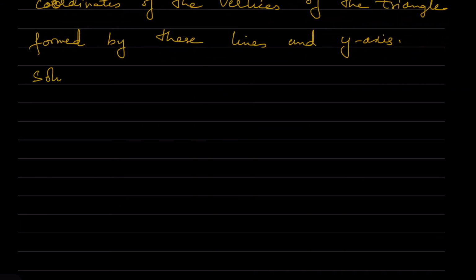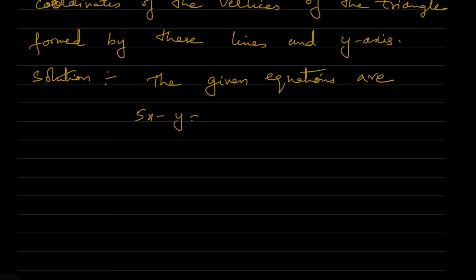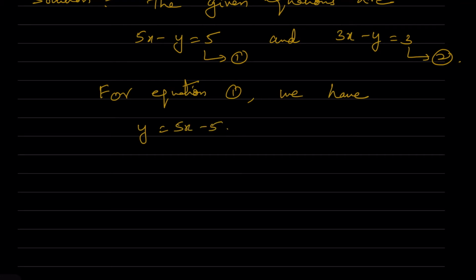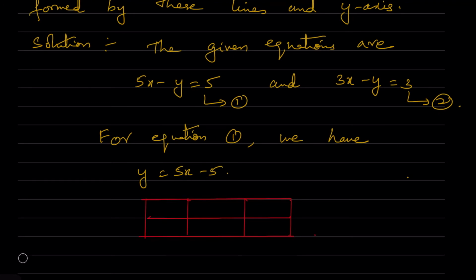Therefore, the solution here is, the given equations are 5x minus y is equal to 5, and the second one is 3x minus y is equal to 3. So for these two we'll form tables where we can draw graphs using those values from the table. So for equation 1 we have y is equal to 5x minus 5. So now drawing the table for this and putting x and y values.